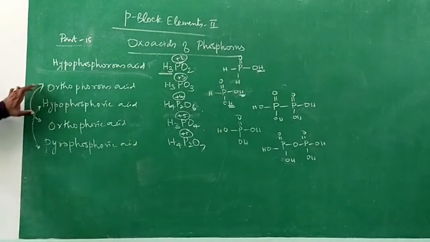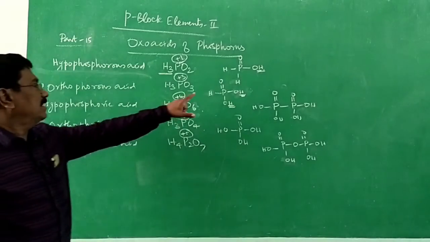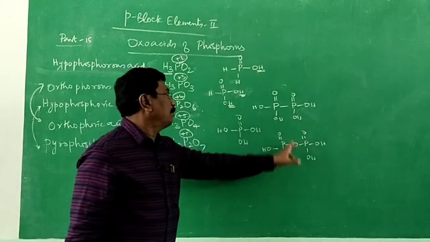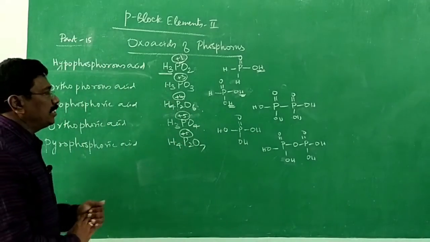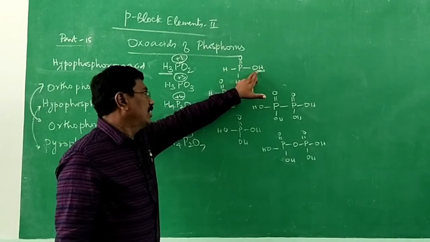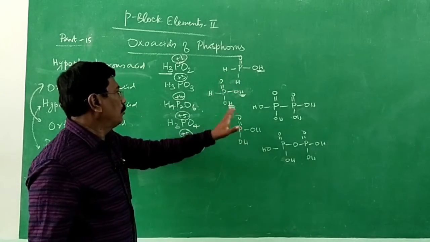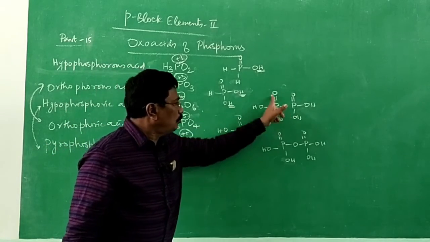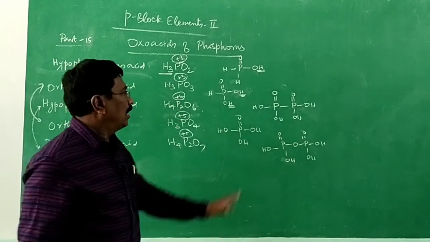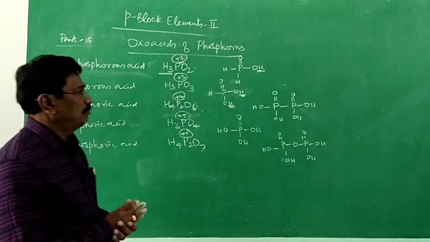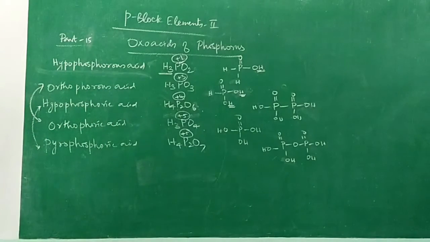You should note the difference. Just oxygen is added in between. It is a monobasic acid, therefore one is OH. In all these we have P double bond O. If we have 2 phosphorus, 2 P double bond O, and in both we have 4 OH. So that is about the structures of hypophosphorus acid, orthophosphorus acid, hypophosphoric, orthophosphoric and pyrophosphoric acid. You know the structure.